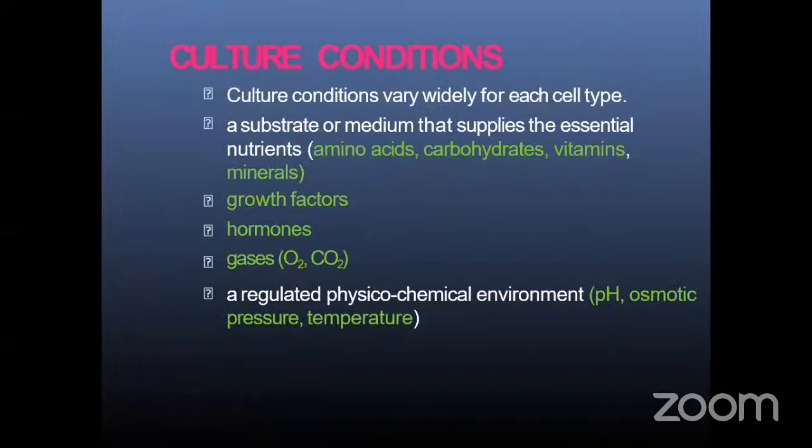Then culture conditions. You got the cells from the tissue. Now how to culture? What type of conditions do you have to maintain? This also varies from cell type to cell type. First you have to select the media. Which type of media is suitable for this type of cells? That media should contain amino acids, carbohydrates, vitamins, minerals, growth factors, hormones, then gas proportion like 5% carbon dioxide and 95% oxygen. That has to be maintained.